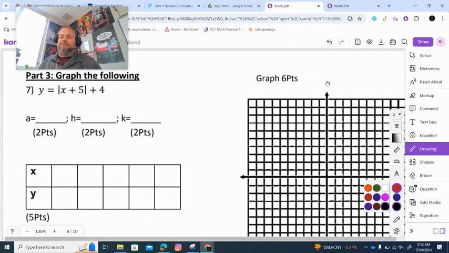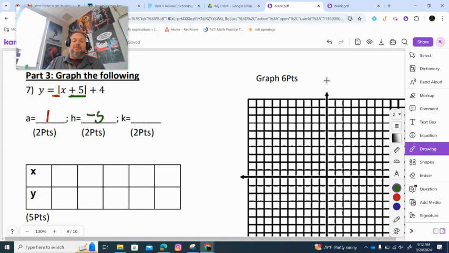Now, A is the number between the equal sign and the absolute value bar. What is that number? Exactly, 1. H is the opposite of what's written here, so this would be -5. And K is whatever this is, so +4. All right. K also goes right here, and H goes right here.